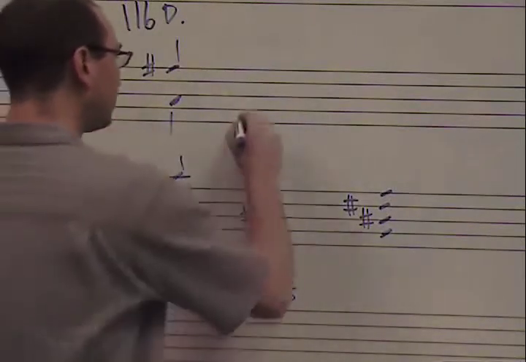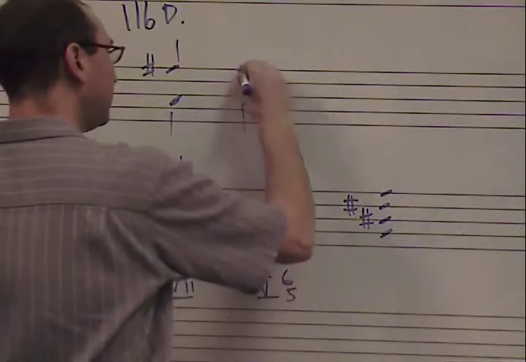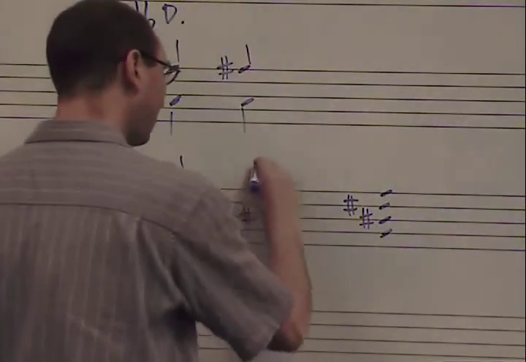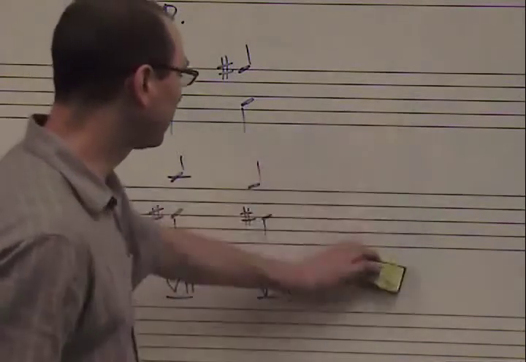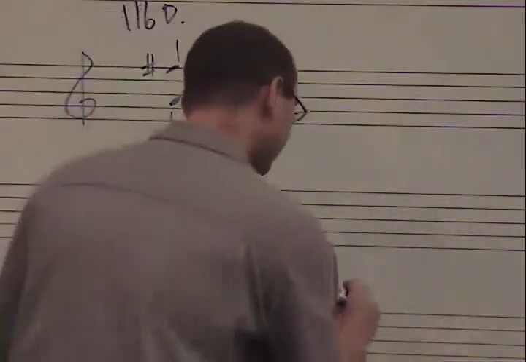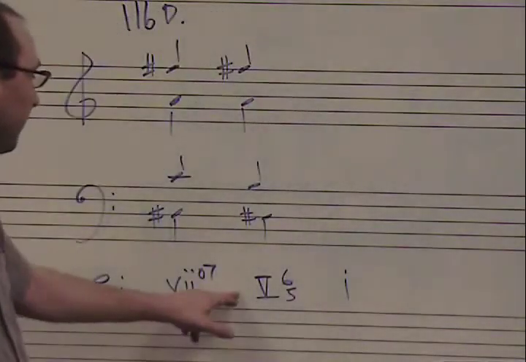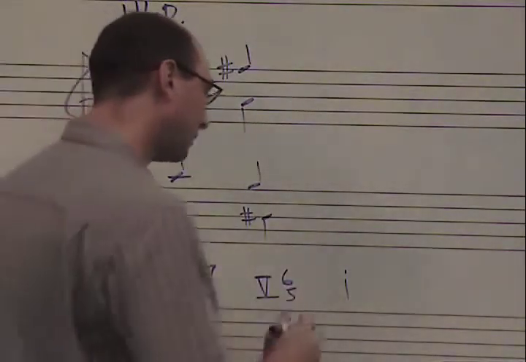I'm going to keep the rest of the common tones, A and F sharp. I'm going to move this voice stepwise to its nearest chord tone, and then resolve this chord accordingly. 6-5 always progresses to tonic in root position.